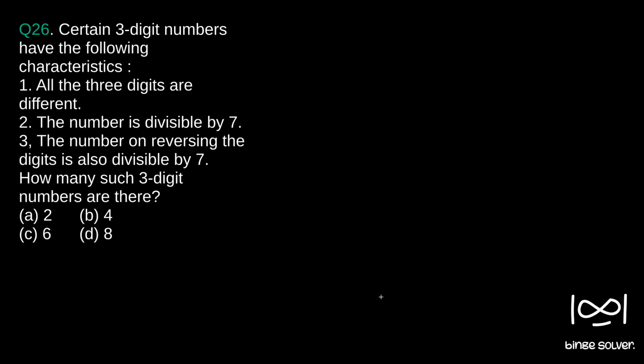All the 3 digits are different. The number is divisible by 7. The number on reversing the digits is also divisible by 7. How many such 3-digit numbers are there? This is a relatively tougher question.